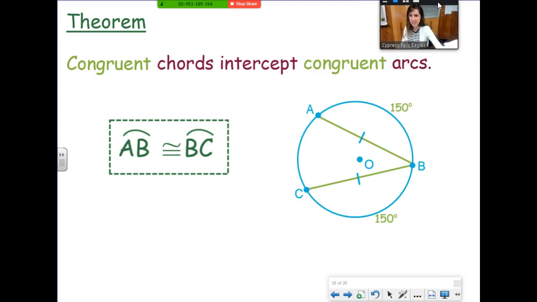Congruent chords intercept congruent arcs. That's the last theorem of the day. So technically you have all your notes if you have to leave, but I will do examples so everyone else stay. We have some example problems, but that's the end of taking notes.